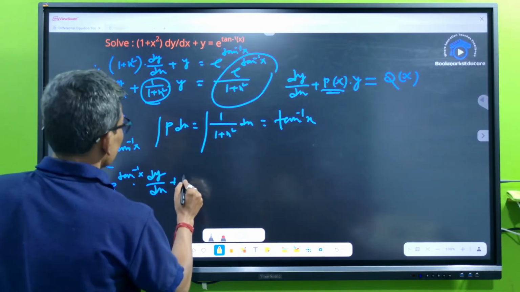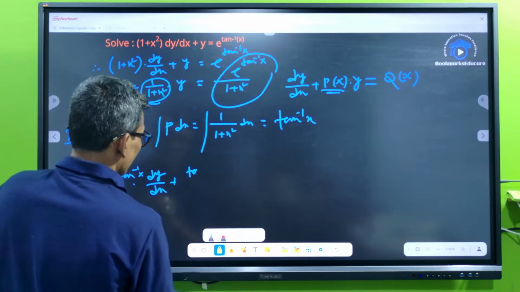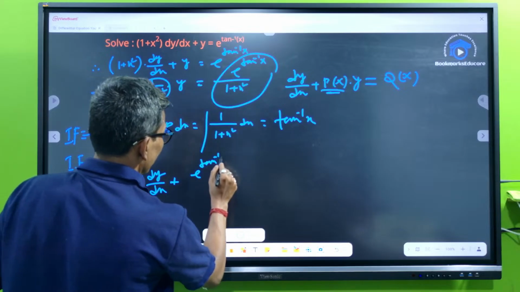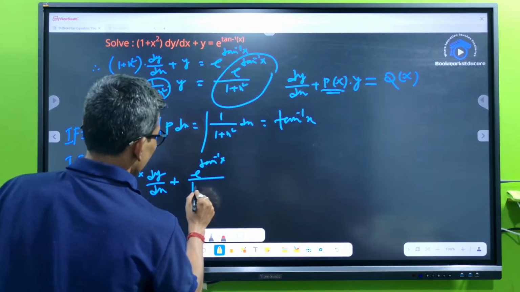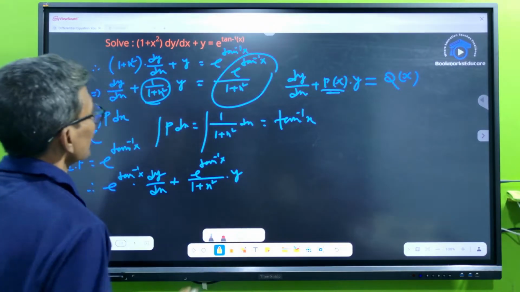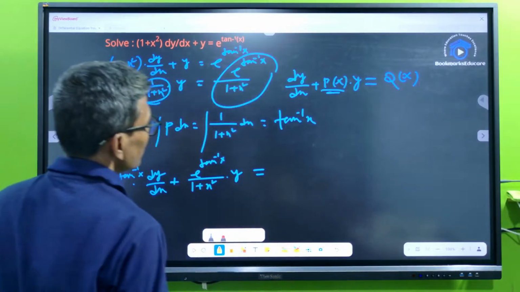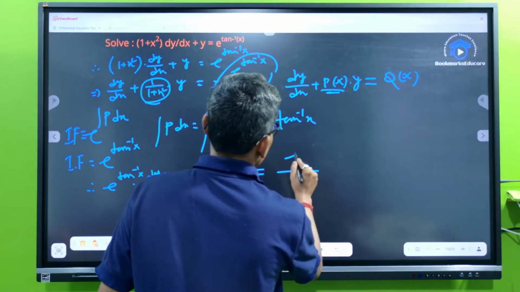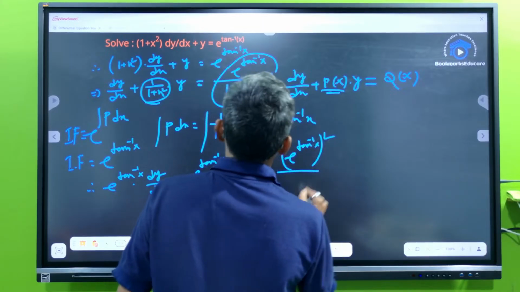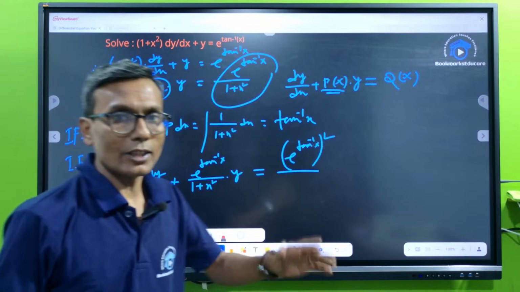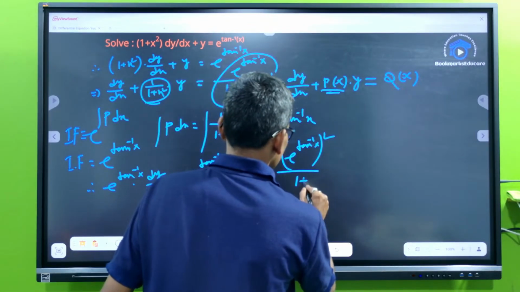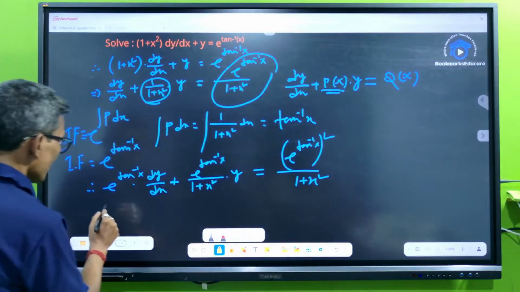Plus e to the power tan inverse x by 1 plus x square into y is equal to e to the power tan inverse x whole square by 1 plus x square, because e to the power tan inverse x into e to the power tan inverse x means e to the power tan inverse x whole square.